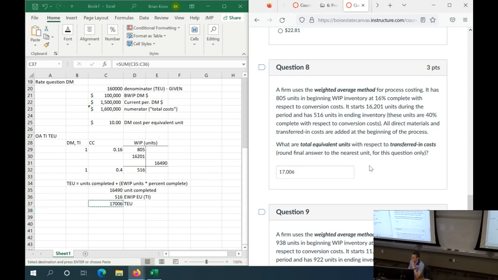Why is it 100% again, not 40%? It's 100% because by rule, it says that all the direct materials and transferred in costs are added at the beginning of the process. So there are maybe two extra steps I'm having you logic through in a lot of the questions. Maybe I'm just mean, but regardless, it's how the questions are. I think there's an assessment point to it. This is one of them.